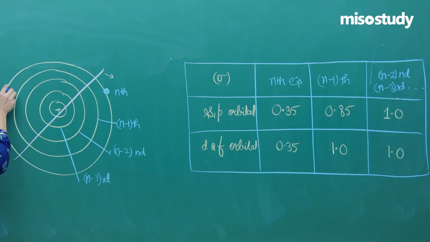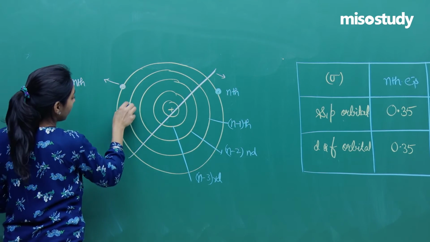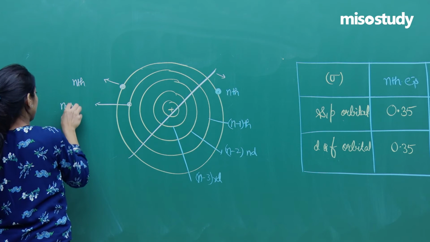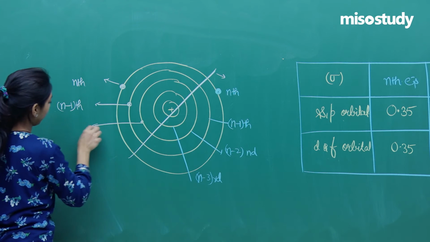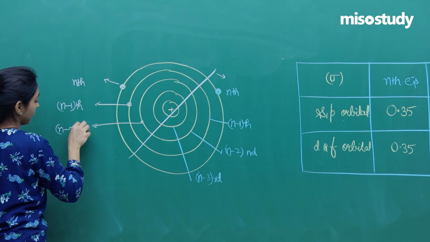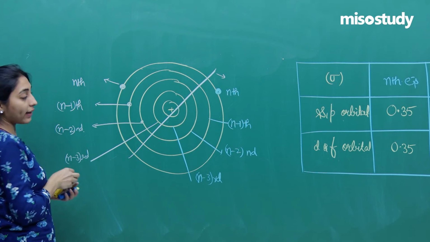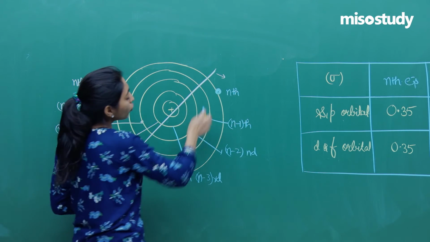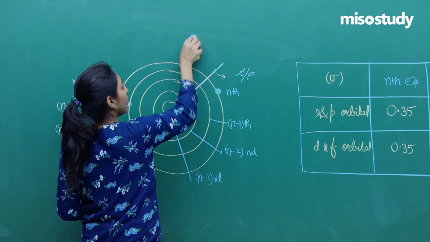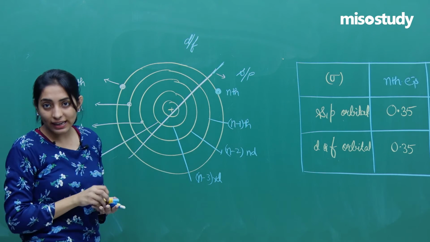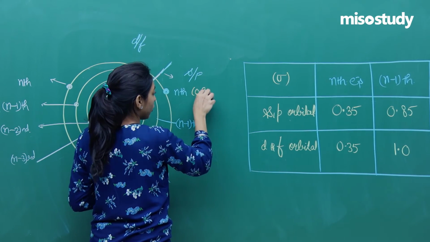Okay. So let us say this is again nth orbit, n minus 1th orbit, then we have n minus 2nd orbit, n minus 3rd orbit, and so on. Okay. So to the bottom side, this is represented as s and p, and there I am representing them as d and f. Okay. Now see, if it is nth, the value will be 0.35.